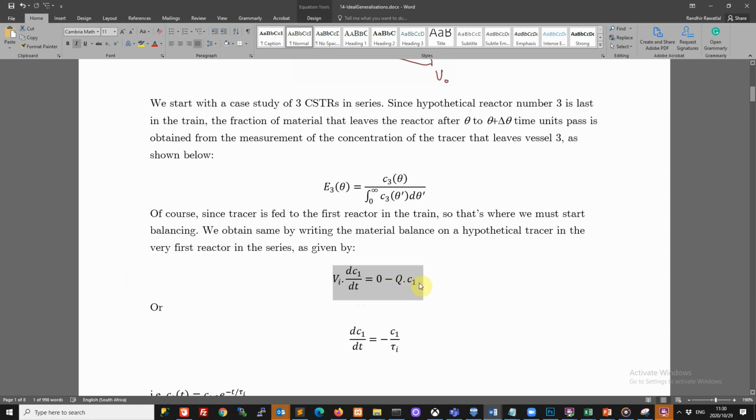And then, of course, it being perfectly mixed, the exit flow rate is QC1, where C1 is the concentration in that reactor. So that's the exit flow rate of tracer from tank 1, and that's the rate of change of tracer in tank 1.